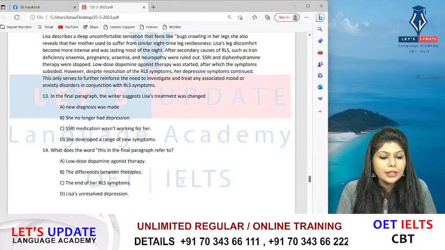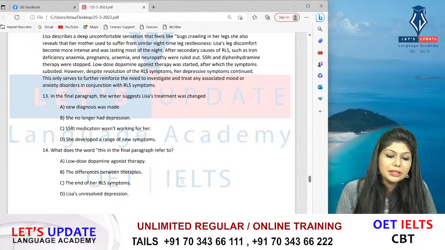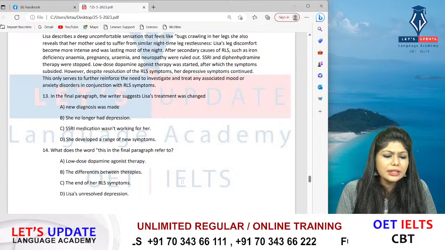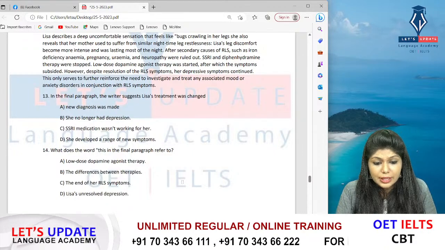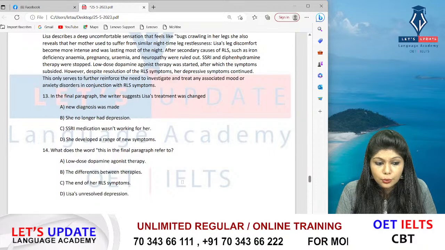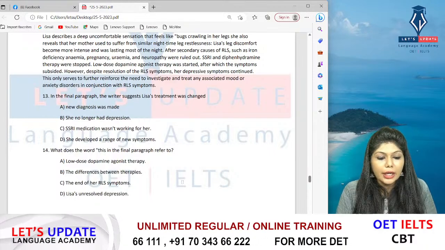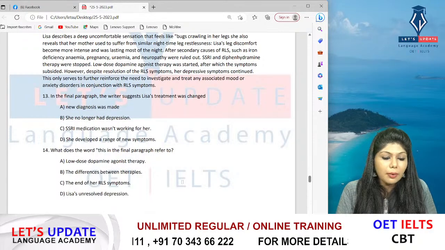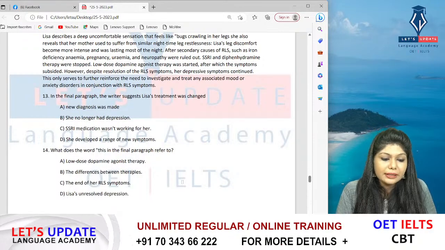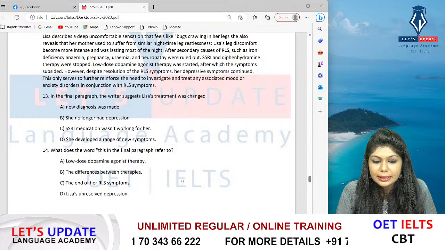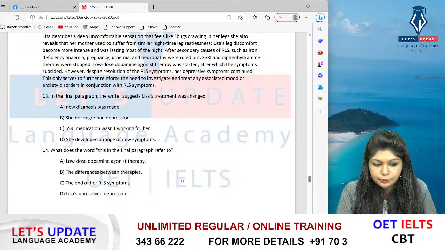However, despite resolution of the RLS symptoms, her depressive symptoms continued. This only serves to further reinforce the need to investigate and treat any associated mood or anxiety disorders in conjunction with RLS. Okay, so this is what the paragraph was about, and the question that follows is, in the final paragraph, the writer suggests Lisa's treatment was changed.